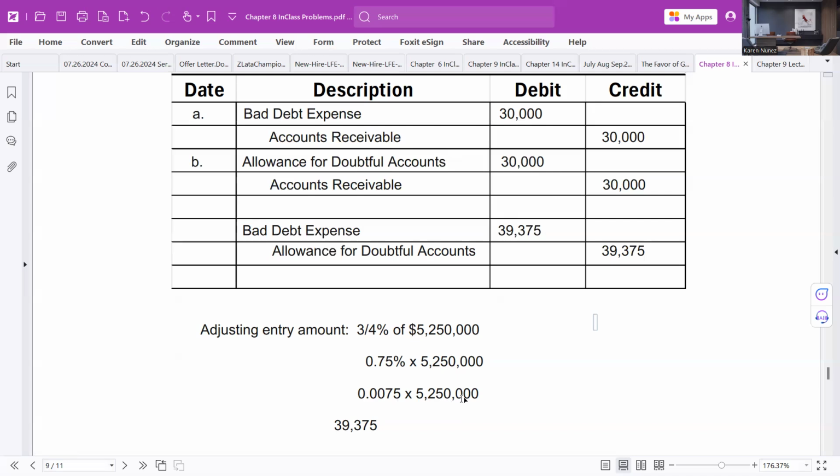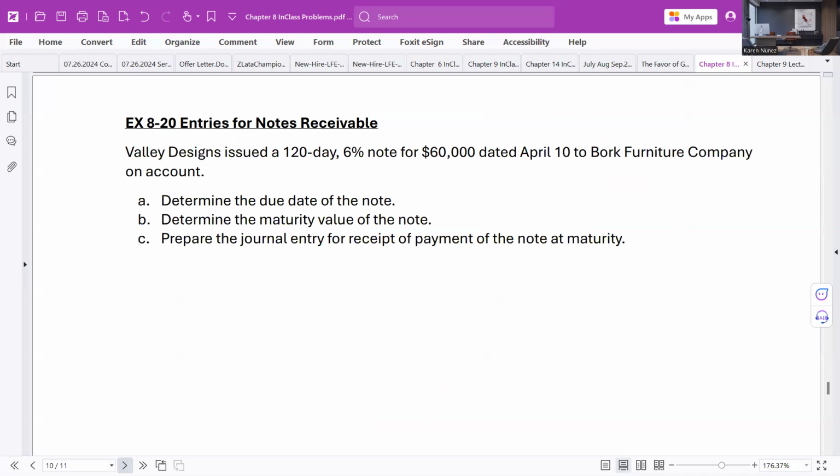Okay. And the last one is a note receivable problem. So one more time at calculating the due date, maturity value, and then the journal entry for receipt of payment. Exercise 820. So let's see. Part A. Maturity value or the maturity date.